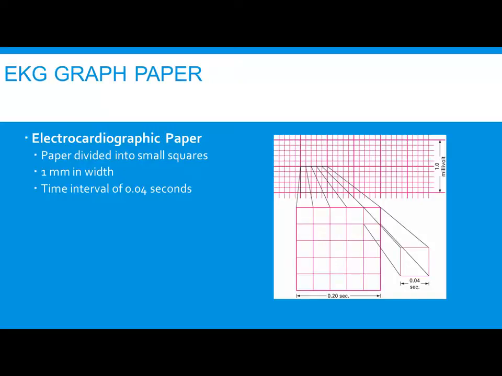So it's going to be important to understand that you've got the 0.04 second boxes, and then you've got the combination of the 0.20 boxes to make the 1 second box, to make the 3 second strip, to make the 6 second strip. Okay? But when we start interpreting the rhythms, we are going to be looking at small boxes because we're going to be looking at the length of the PRI or the QRS or the ST or the T-wave.